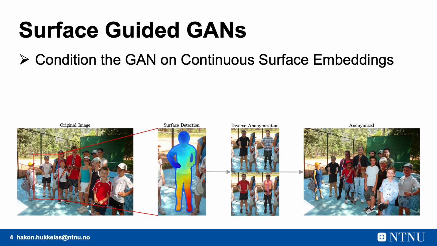Our main contribution is surface-guided GANs, which conditions the adversarial game on surface information. In our case, the surface information is the output of a continuous surface embedding network, which maps each pixel to a position on a 3D human body.